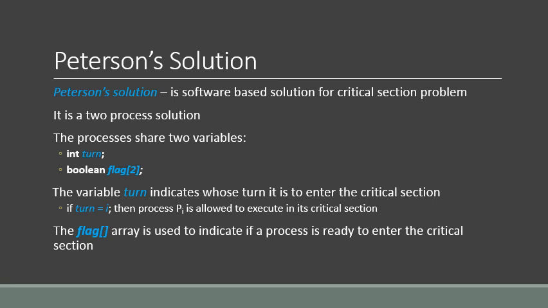The flag array is used to indicate if a process is ready to enter the critical section. For example, if flag of i is true, this means process Pi is ready, or process Pi wants to execute its critical section.